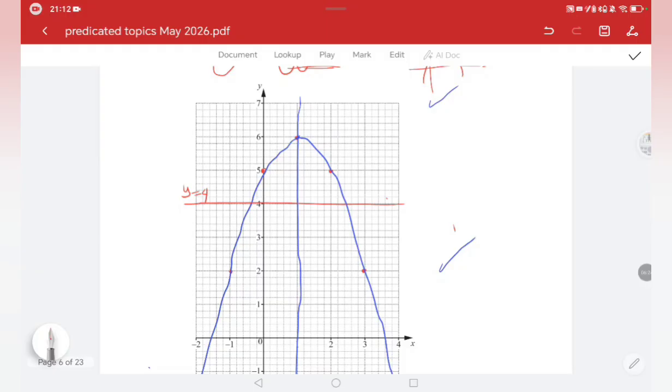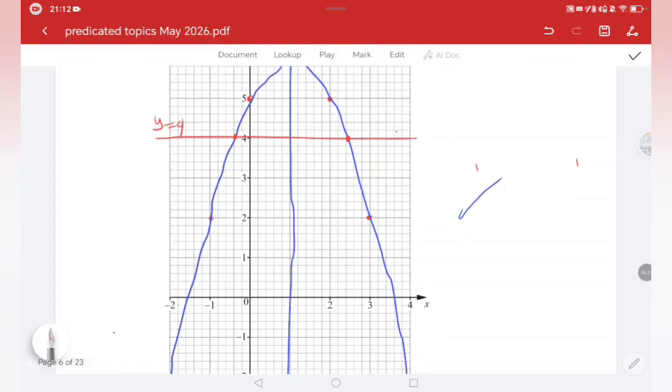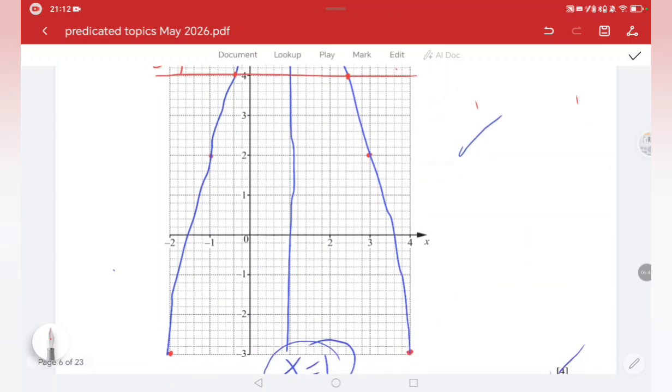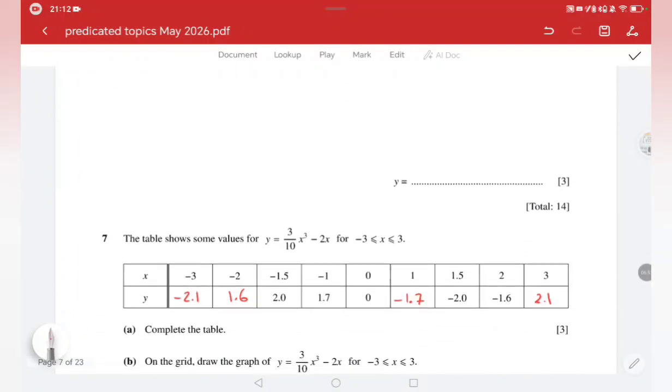So this is y equals 4. Where are the solutions? The solutions are at the intersection points. This one and this one. Take care, in the exam they say find the solutions, or sometimes they say draw a suitable straight line to find the solutions. This is one of the most repeated questions in the exam. Okay. What else?